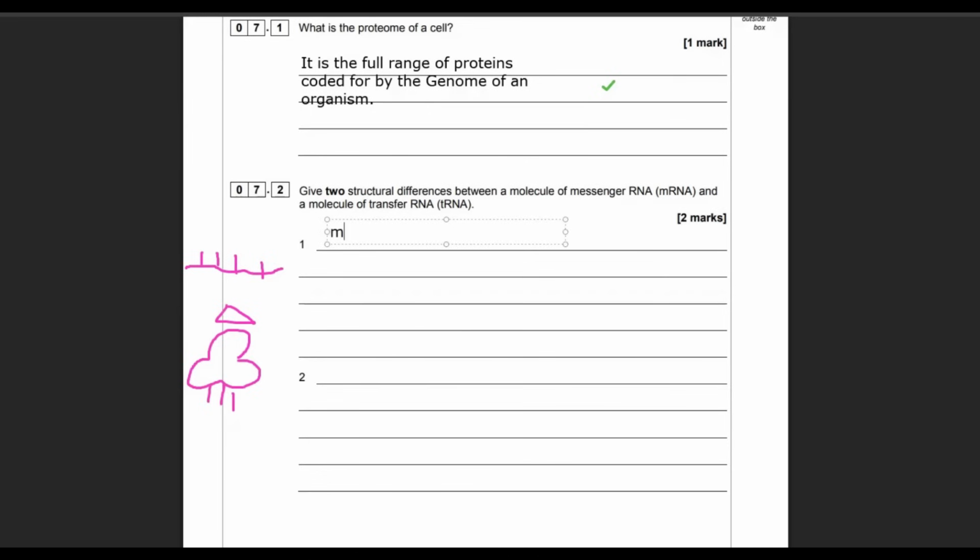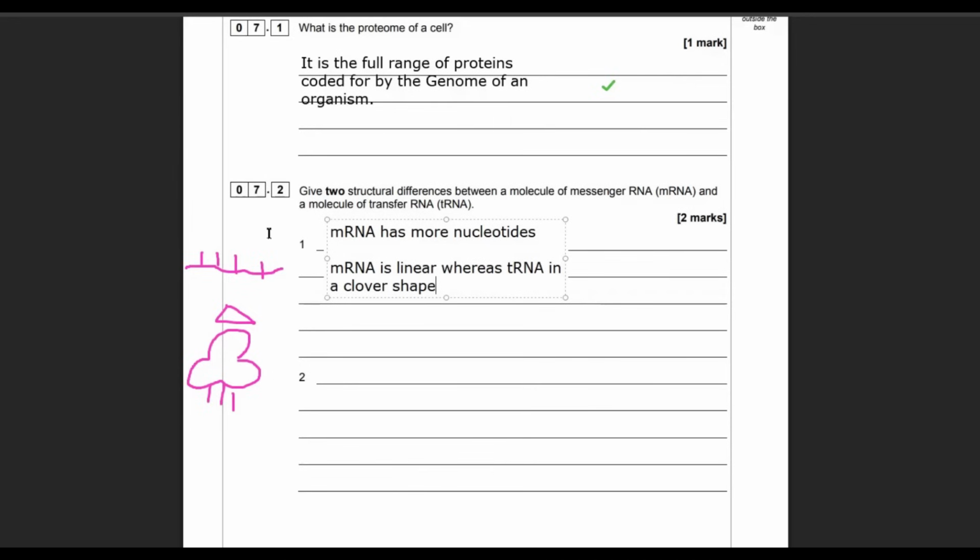So there's a million answers you could do here. mRNA has more nucleotides, as it could have like 1,000 nucleotides in the primary structure of the polypeptide it's coding for, whereas the tRNA has just got the anticodon, which is made up of three bases, so three nucleotides involved there. So mRNA has more nucleotides, which should get us a mark. mRNA is linear, whereas tRNA is in a clover shape, so it's not in a linear shape. It's folded round by hydrogen bonding, which you don't get in mRNA.